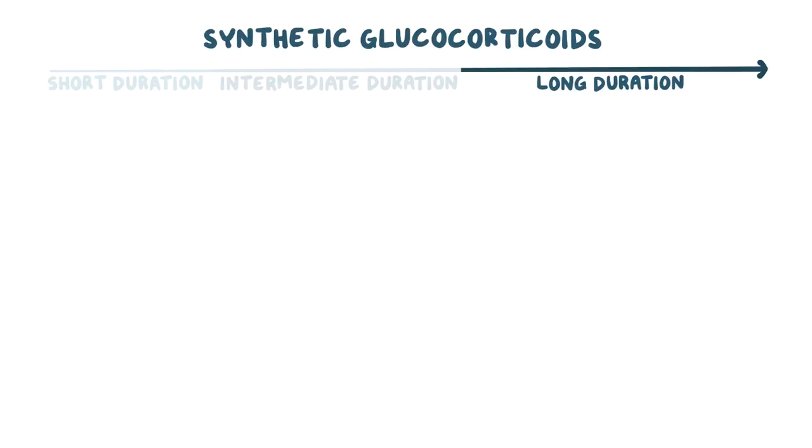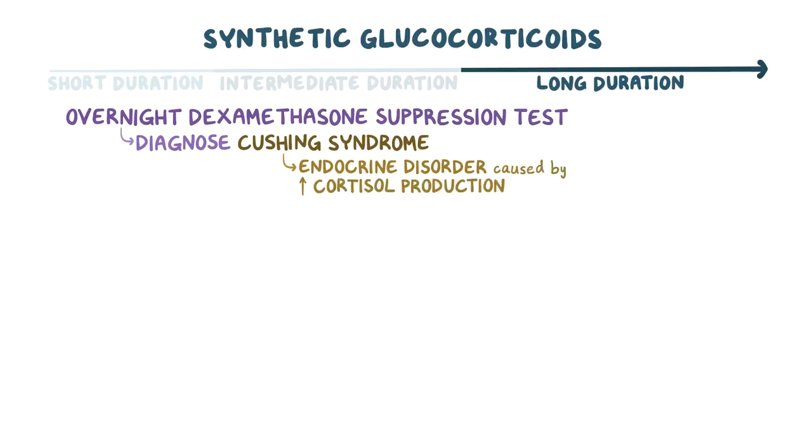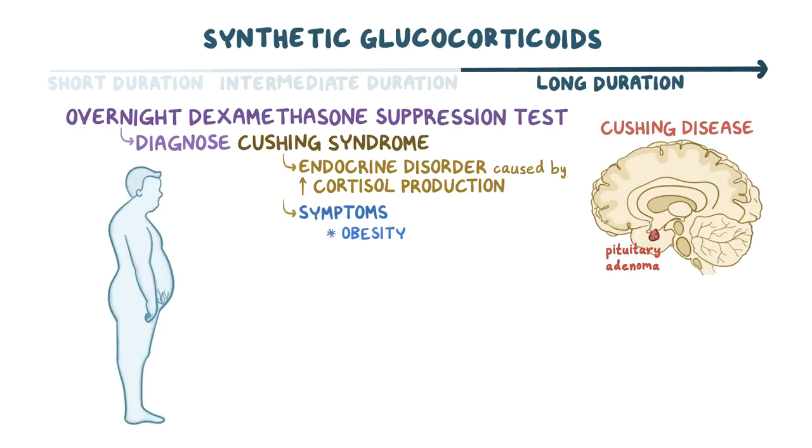Due to this, it's used in the overnight dexamethasone suppression test, where it's used to diagnose the presence of Cushing's syndrome. Cushing's syndrome is an endocrine disorder caused by too much cortisol production. It could be caused by Cushing disease, where a pituitary adenoma overproduces ACTH. Symptoms include obesity, where the extra adipose tissue tends to build up between the shoulders, leading to a buffalo hump, in the trunk, causing truncal obesity, and in the face, causing moon facies.